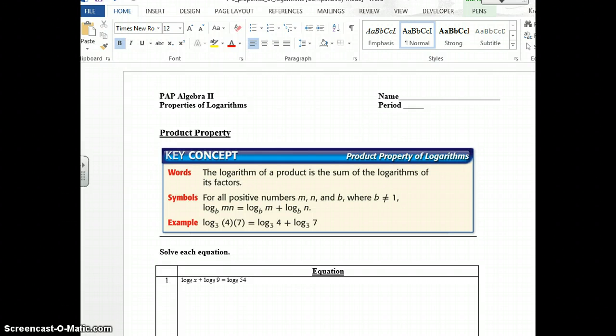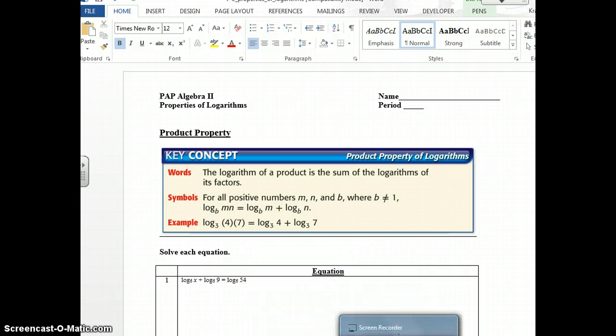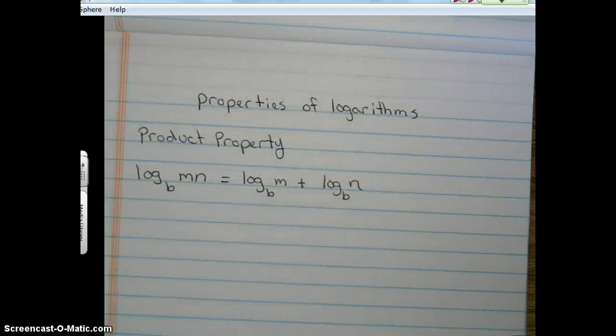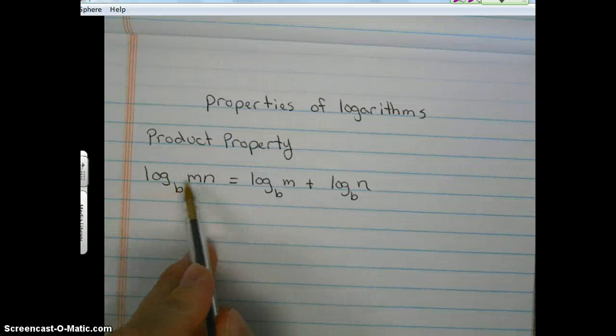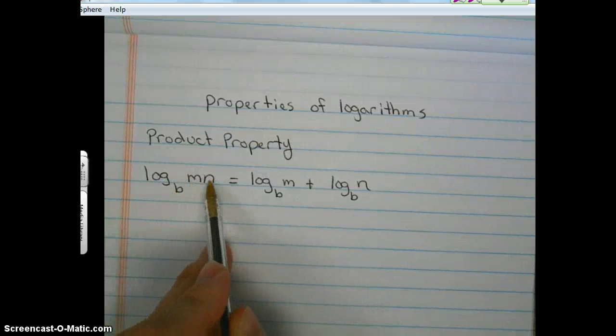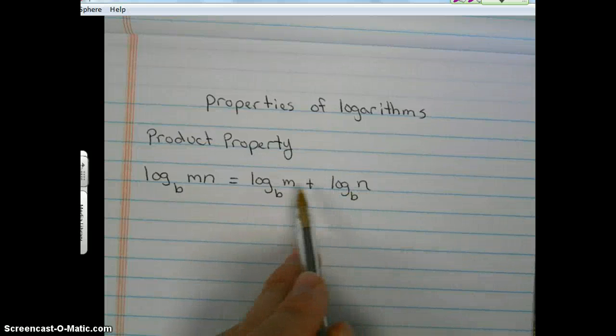All right, we're going to be looking at properties of logarithms. Key concept: the logarithm of a product is the sum of the logarithms of its factors. So let's take a look at what that means. For example, log base b of m times n, these would be the two factors, is going to be the sum of the logs of each factor.